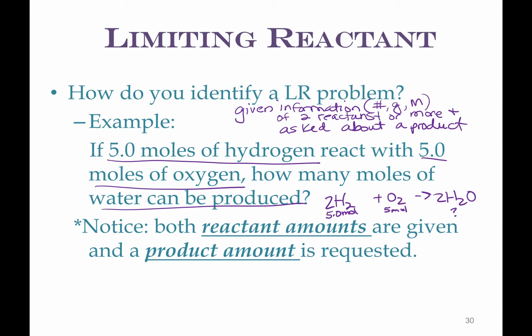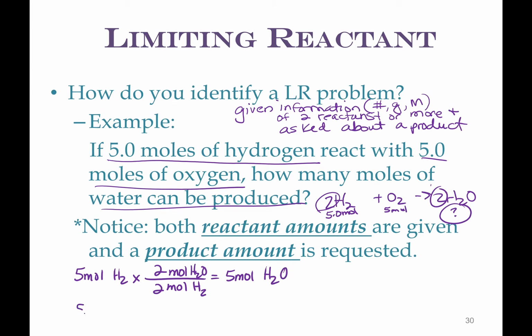So if you had 5 moles of hydrogen, we want to get rid of moles of hydrogen. We're always going to go to the question mark. 5 moles of hydrogen, we want to go to moles of water. We would say this is a 2 and this is a 2 from the balanced equation. So this would be 5 moles of water for every 5 moles of hydrogen.